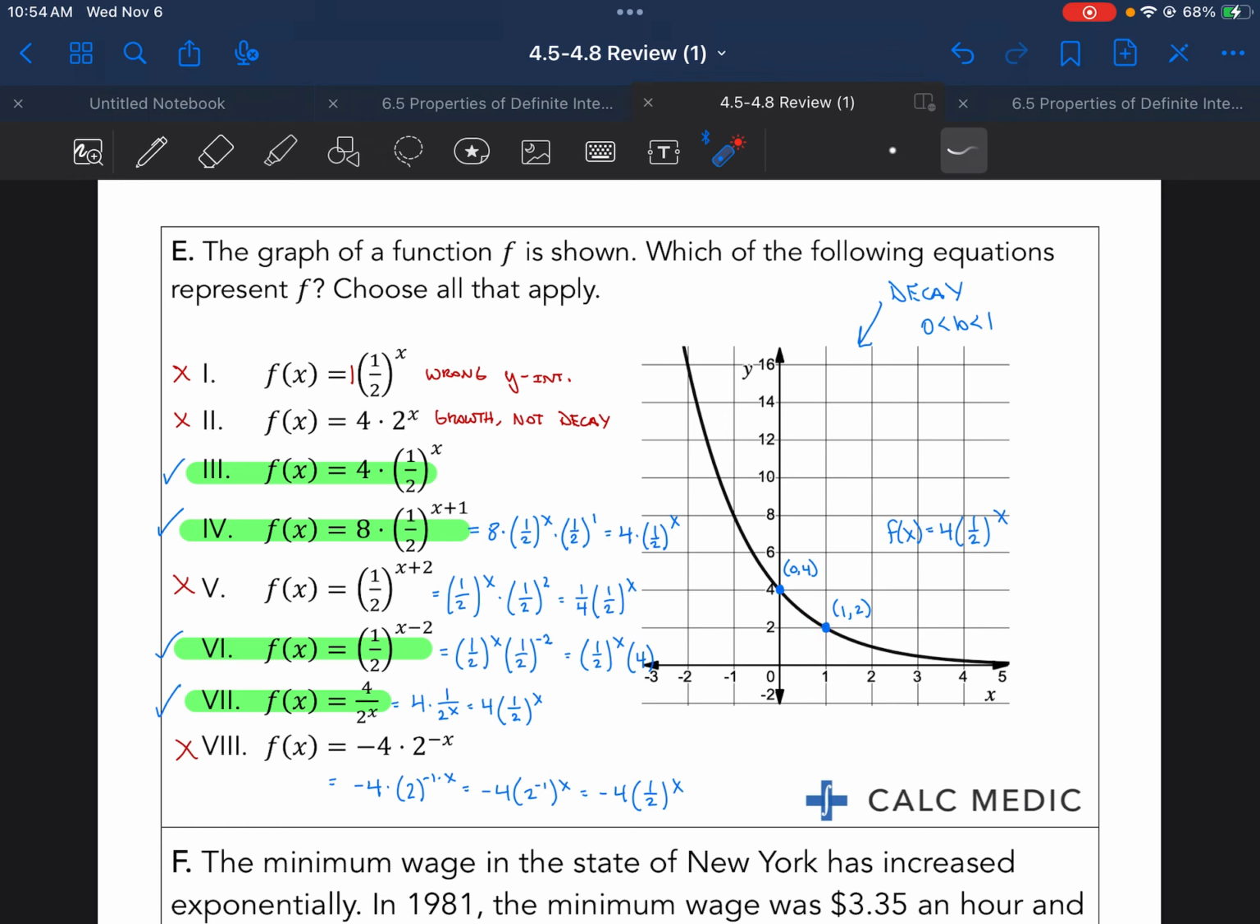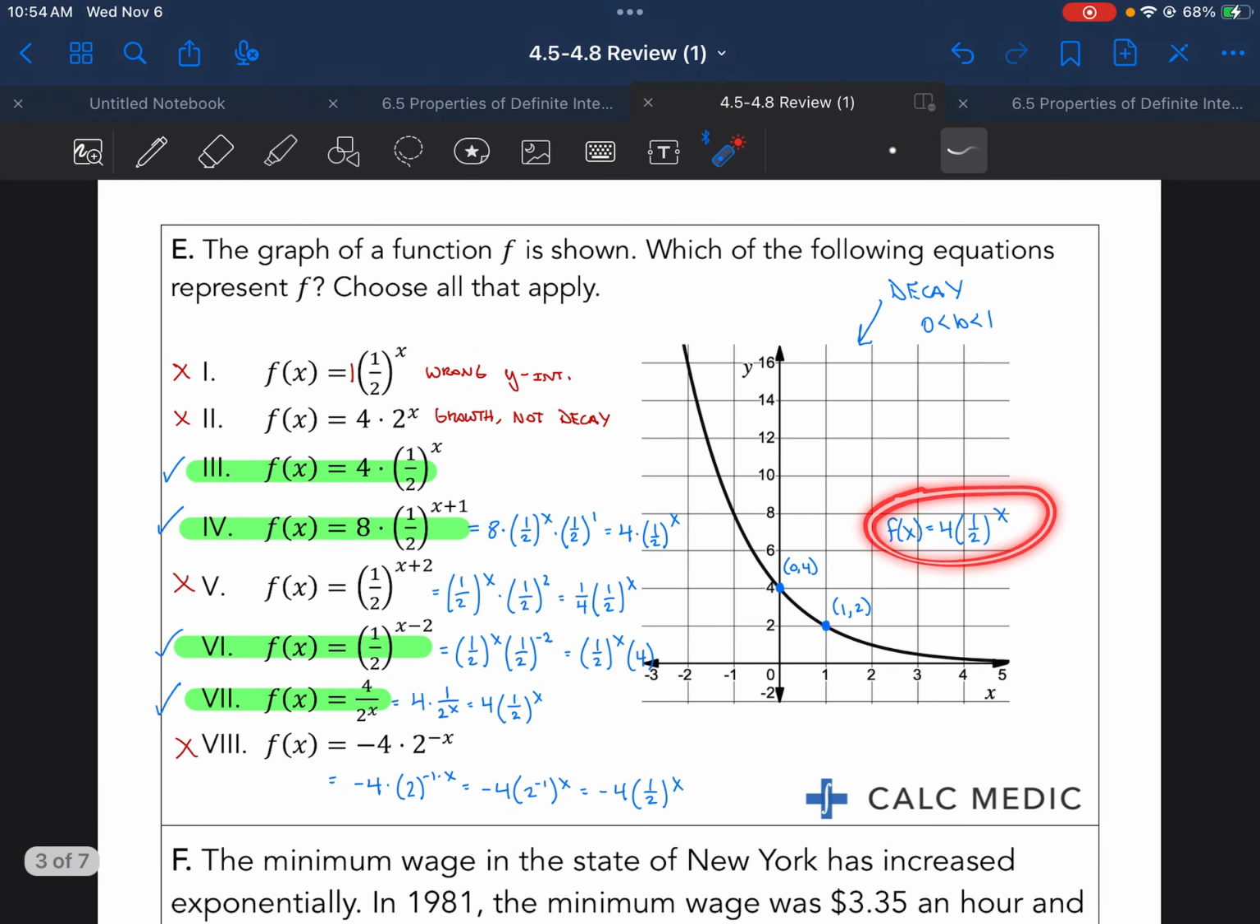Okay? So y-intercept of 4. And when you go to the next x value from 0 to 1, we can see that 4 to 2 is multiplying by a half. So I can see that my base is a half. All right? So I know that this is an equation, not the only one, but an equation that could model that graph, which also just so happens to be option 3. So I know option 3 is correct.